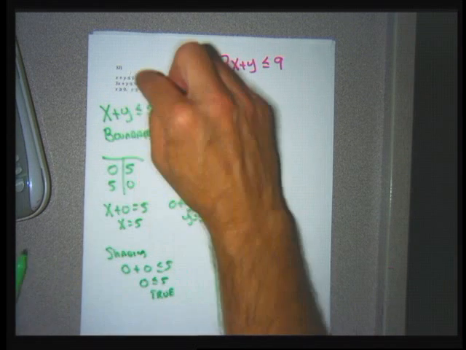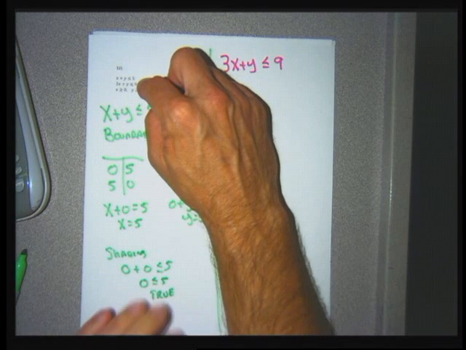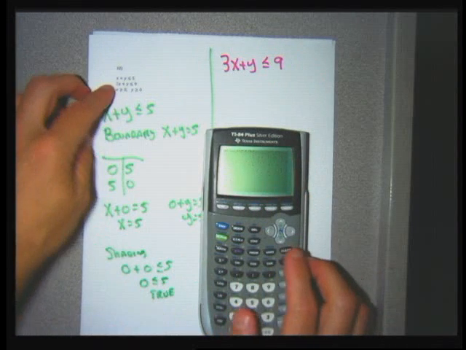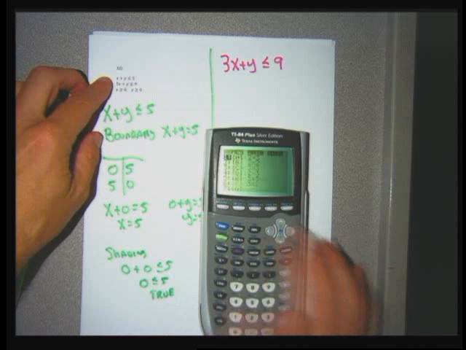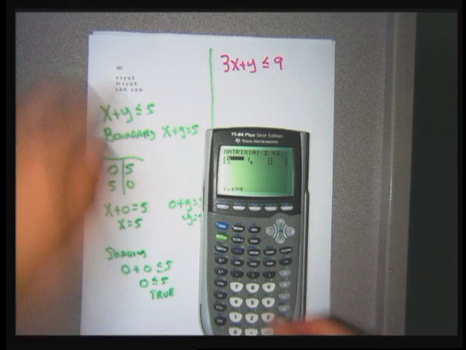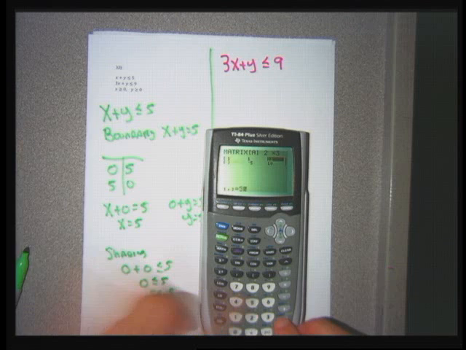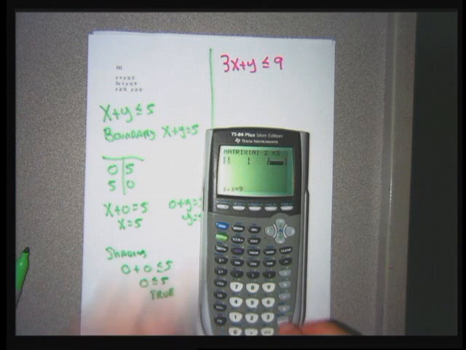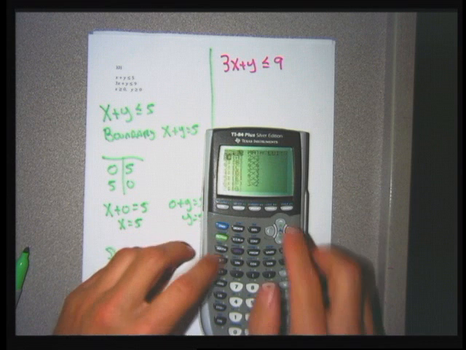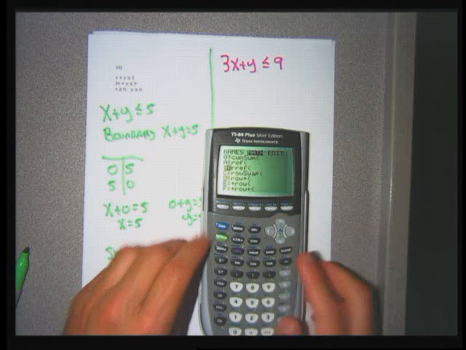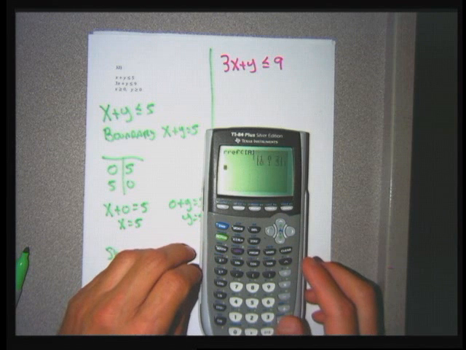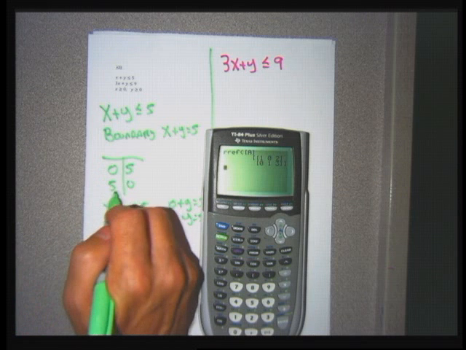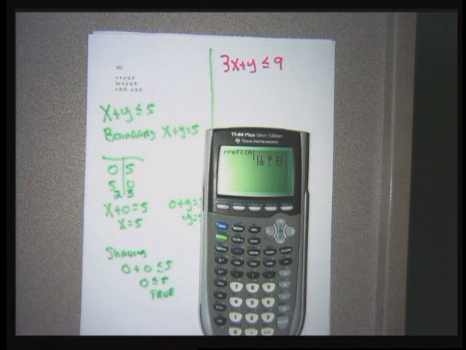I'm also going to find the point where these intersect, doing the RREF, and graph that as well. So I'm going to do second matrix, edit, enter a 2 by 3 matrix, 1, 1, 5 for the top row, 3, 1, 9 for the bottom row, second quit, second matrix, math, RREF, second matrix, enter, enter, and they intersect at the point 2, 3, so I'm also going to draw the point 2, 3.